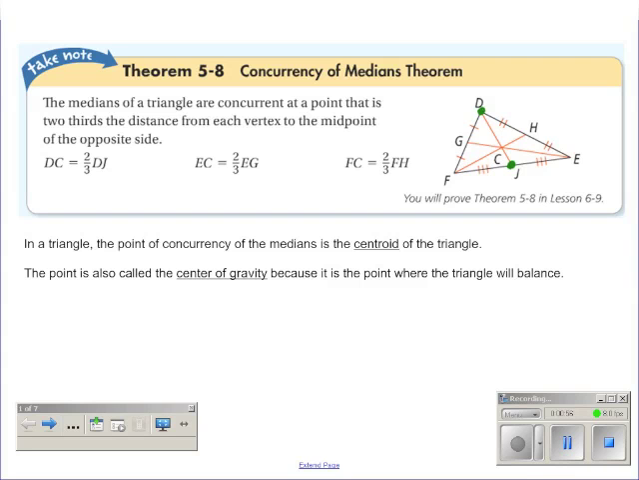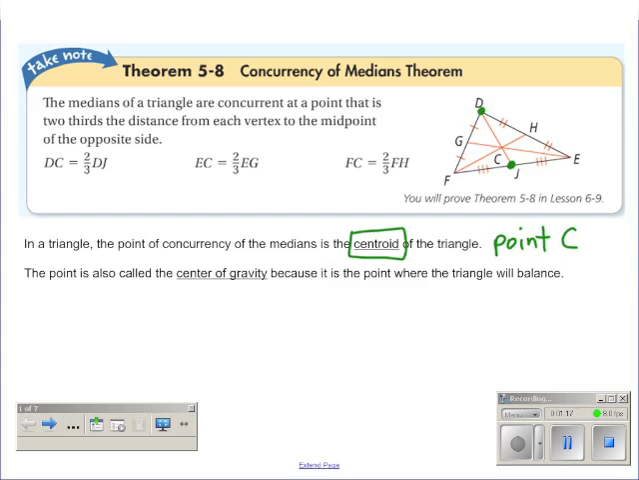And essentially what it's saying then is that they are concurrent. So all three medians do intersect at one point, and that point here is called point C, and another name for that is going to be the centroid of the triangle.